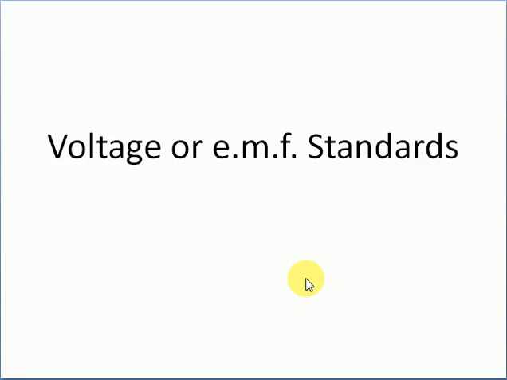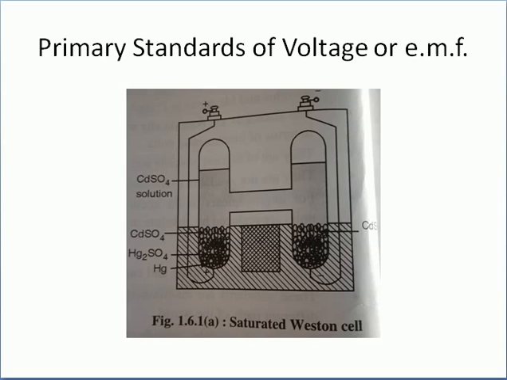So in the last lecture we have seen the standards. In the standards there are four types: international standards, primary standards, secondary standards, and working standards. Our next topic is voltage or EMF standards. The voltage or EMF standards can be described as primary, secondary, and working standards. There are three ways to describe them. First of all, we will see the primary standards of voltage or EMF.